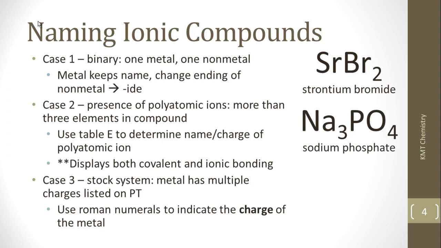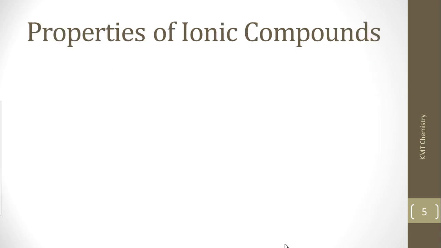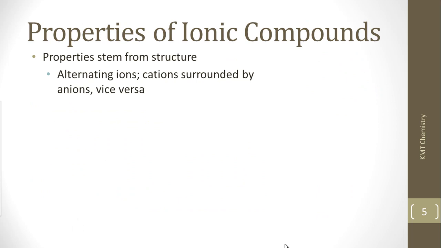Whenever given a metal that has multiple charges, you must use Roman numerals to indicate the numerical charge of that metal. A good example here is iron 3 chloride. Looking at the periodic table, iron can be a possible +2 or +3. Since chlorine is a -1 and there are 3 of them, iron must be a +3 to maintain neutrality, hence iron 3 chloride.